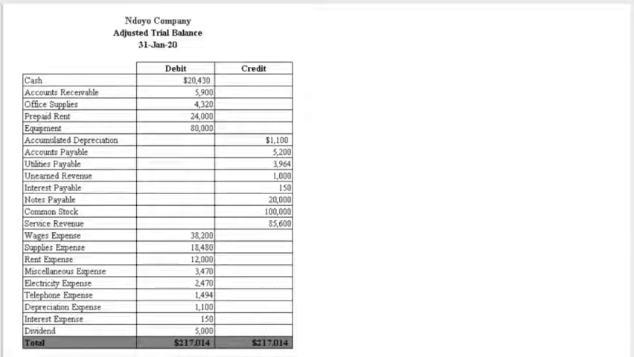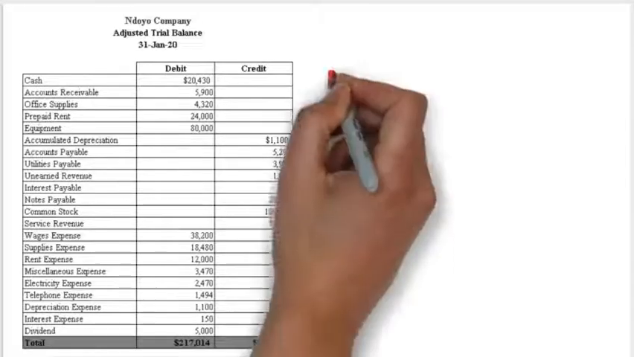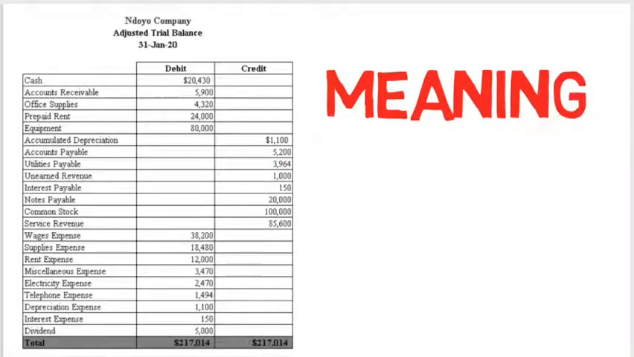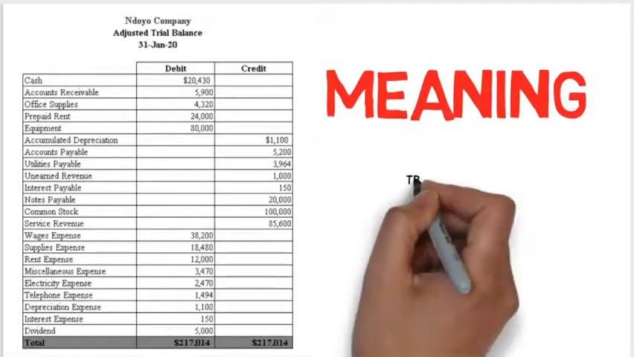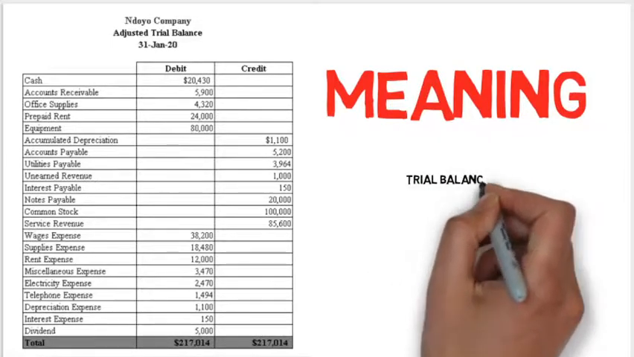Trial balance is a list of closing balances of ledger accounts on a certain date and is the first step towards the preparation of financial statements. It is usually prepared at the end of an accounting period to assist in the drafting of financial statements.